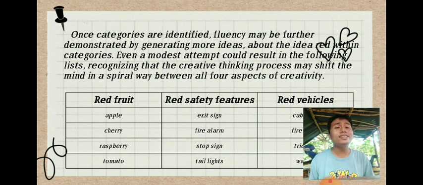Even a modest attempt could result in the following, recognizing that the creative thinking process may shift the mind in a spiral way between all four aspects of creativity. Once you categorize something, that is flexibility. Once you share the ideas in that category, that is fluency.